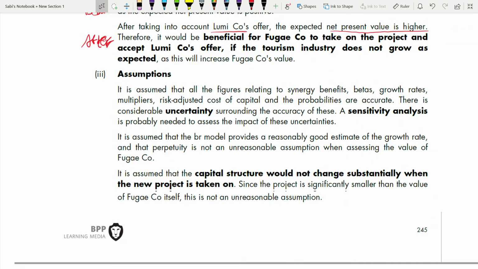Each assumption is in a different paragraph. So it is assumed that all figures relating to synergy benefit, beta. See, all these are estimates. Wherever it is an estimate, include it in your assumptions. Put in your assumptions like benefit, beta, growth rates, multipliers, risk adjusted cost of capital. Probabilities are accurate. So accuracy of estimates is the first assumption, that you assume everything is accurate.